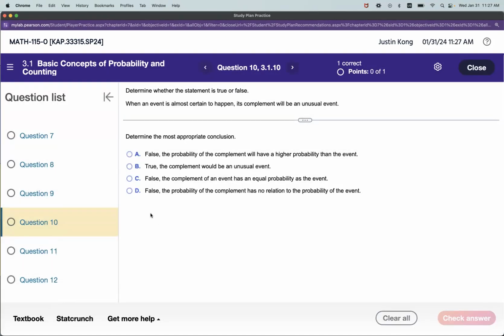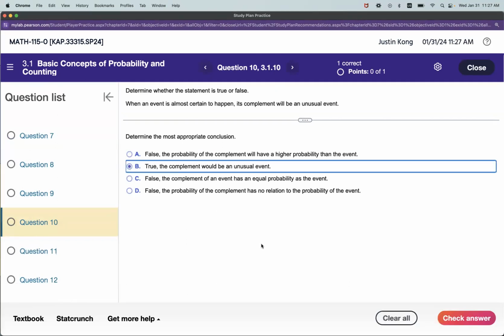Number 10, depending on whether the statement is true or false: when an event is almost certain to happen, its complement will be an unusual event. That's true. Because let's say you have a 99% chance of something happening. The complement is 1 minus 99%, so that'll be 1%. So, yeah.